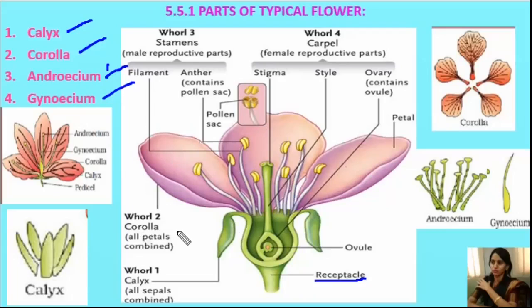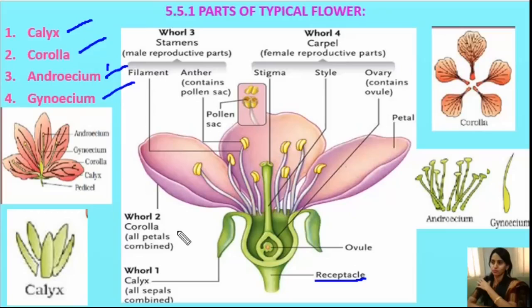Dear students, the calyx and corolla are known as non-essential whorls because they do not take part in the process of reproduction, but they perform secondary functions such as the protection of androecium and gynoecium when they are in bud condition. And in some of the flowers, the corolla is brightly colored. It attracts the insects for the pollination.